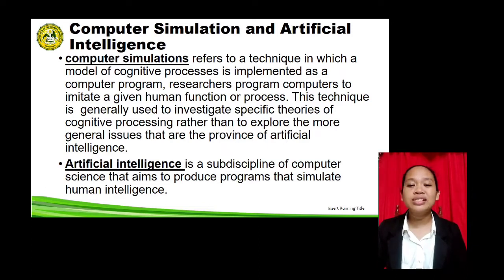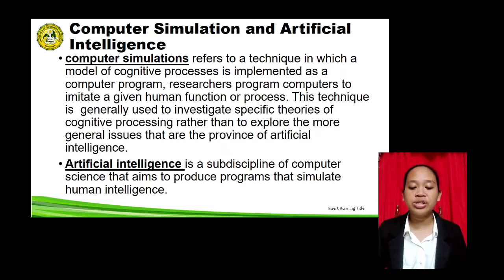So, in cognitive psychology, computer simulation refers to a technique in which a model of cognitive processes is implemented as a computer program. Researchers program computers to imitate a given human function or process. This technique is generally used to investigate specific theories of cognitive processing rather than to explore the more general issues that are the province of artificial intelligence.